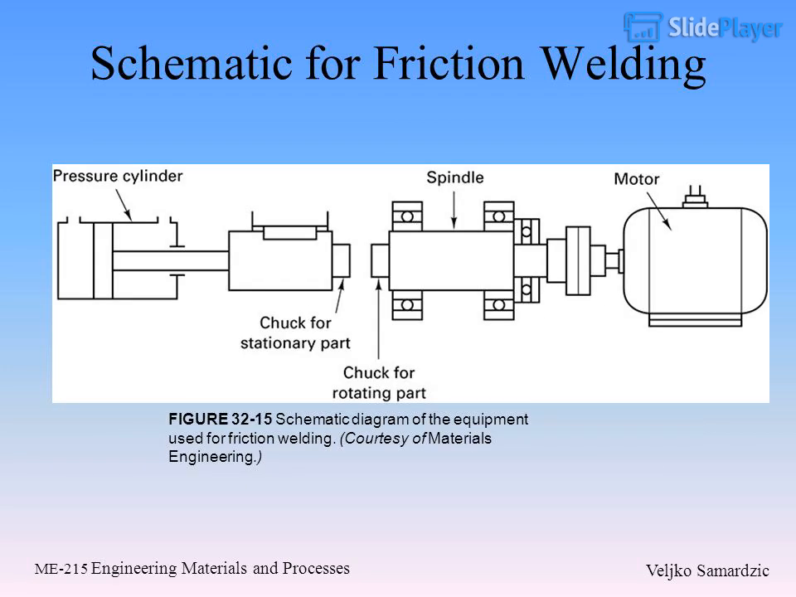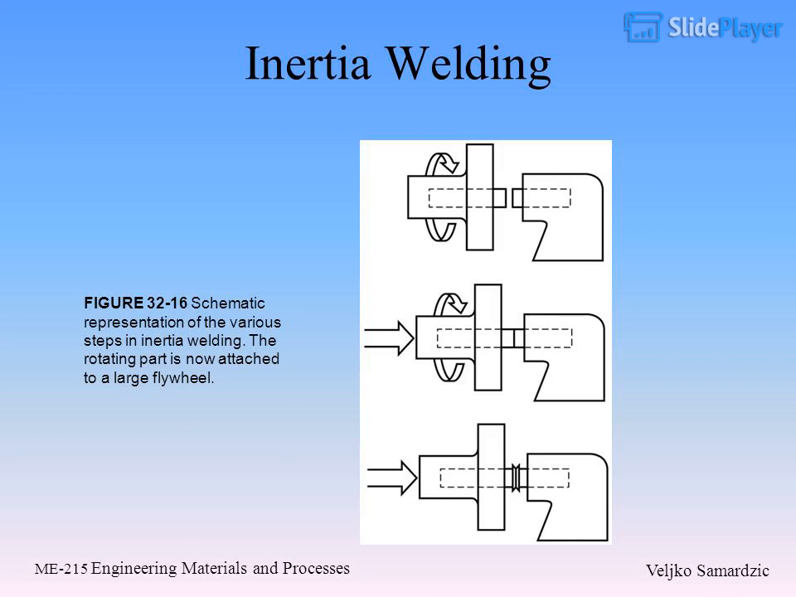Schematic for friction welding. Figure 32.15: Schematic diagram of the equipment used for friction welding. Courtesy of Materials Engineering. Inertial welding. Figure 32.16: Schematic representation of the various steps in inertial welding. The rotating part is now attached to a large flywheel.